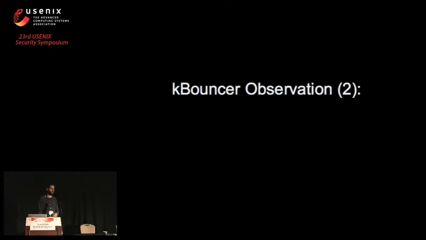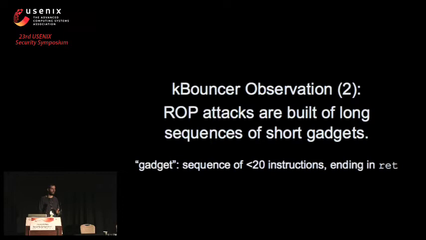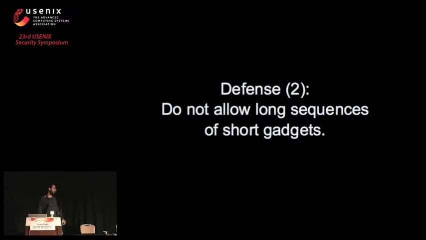The second thing it does is kBouncer observes that ROP attacks tend to consist of long sequences of short gadgets. They define a gadget as a sequence of 20 or fewer instructions ending in a return, and a long sequence as 8 gadgets or more occurring in sequence. The idea is that while normal program execution tends to consist of a fair amount of computation and then a return, and then a fair amount of computation and then a return, a ROP attack will only issue 1 or 2 instructions and then a return, and then 1 or 2 instructions and then a return. So they prevent ROP attacks in a second way by saying we're not going to allow long sequences of short gadgets.